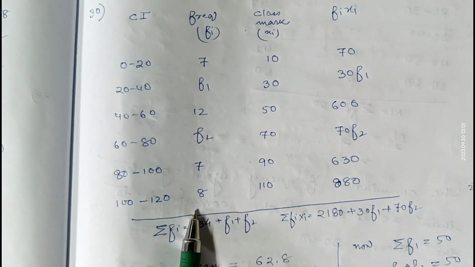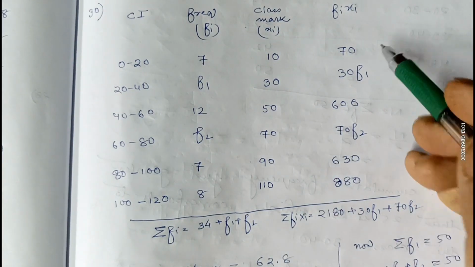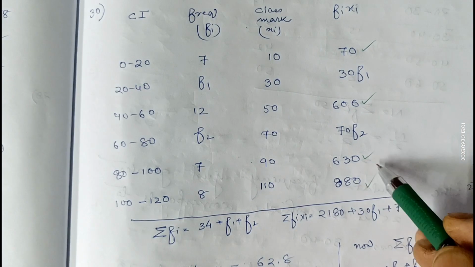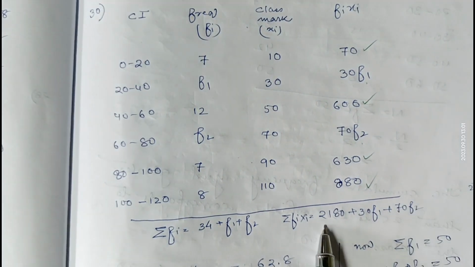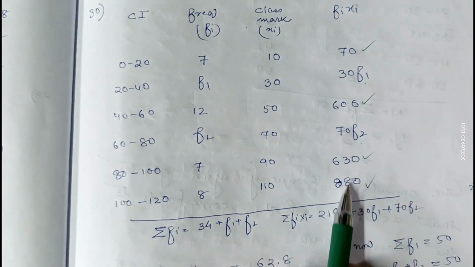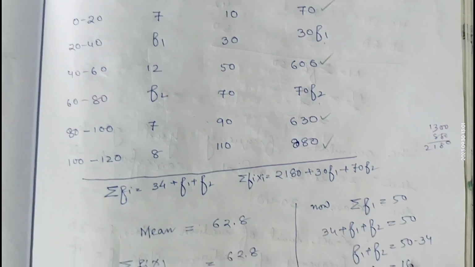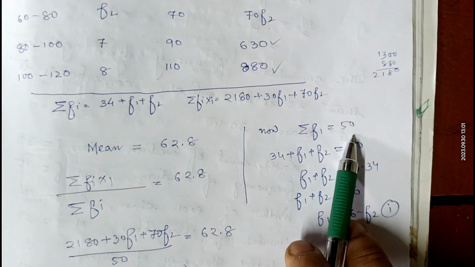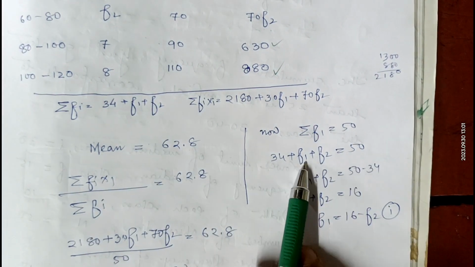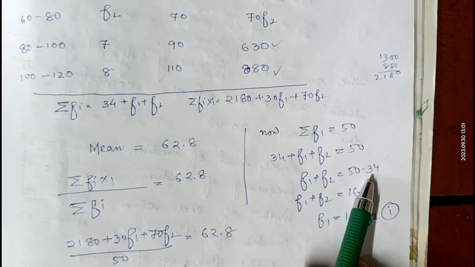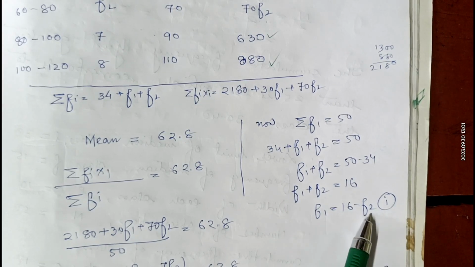After adding the frequencies, it will be 34 plus F1 plus F2. After adding the values of Fi Xi, the terms with variables cannot be added, so we got 2180 plus 30 F1 plus 70 F2. Now in the question it is given that the total frequency is 50. So 34 plus F1 plus F2 is 50, so F1 plus F2 is 50 minus 34, which is 16. F1 will be 16 minus F2.